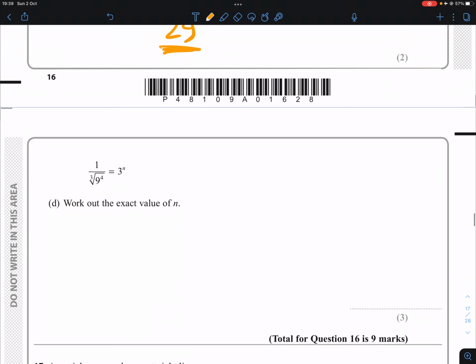Part d. We have 1 over the cube root of 9 to the power of 4, and we are told that it equals 3 to the power of n. So what we have here is an equation where a letter is in a power. And any time in IGCSE, if you have an equation with a letter in a power, we follow the following steps. First of all, we look at the bases. We look at the numbers that are underneath the powers in question. We have this 3 and we have this 9. The first step is to write every single one of these numbers as the same base. So 9 is just 3 squared. So if we write all of these in terms of 3's, that's our first step completed.